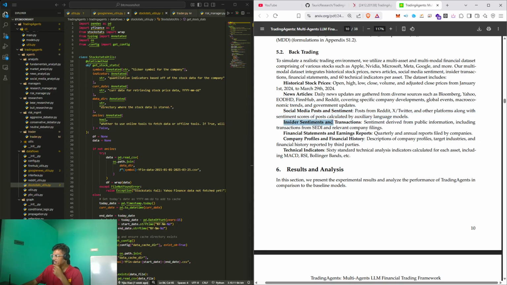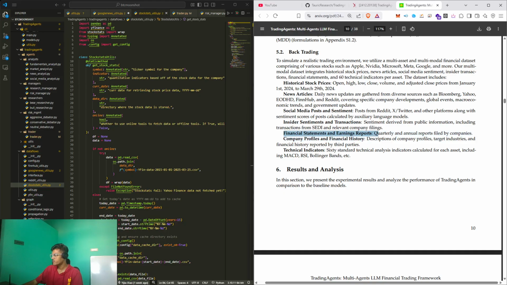Cool. Insider sentiments and transactions. Sentiment derived from public information, including transactions from SEDI and relevant company filings. Okay. So these are insider transactions and information that you don't get from companies' earnings reports. You can actually get it from FinnHub and all this stuff. Okay, even from Google News.